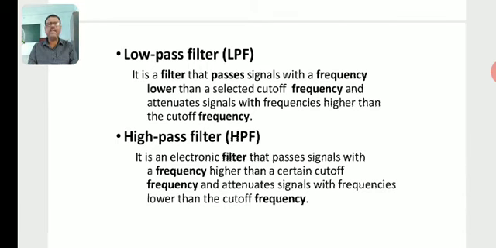So simply, the filter which allows the lower frequency signals. The filter which allows only signals below the cutoff frequency, lower frequency signals, but which does not allow the signals of frequency higher than the cutoff frequency, is called a low pass filter.